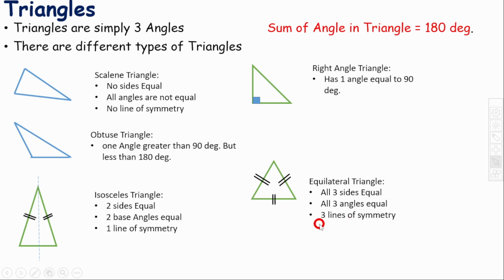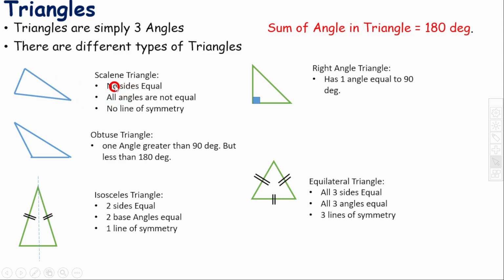We talk about triangles. Triangles are shapes that have just three angles. That's why it's called triangles. There are different types of triangles. So we are going to be touching each and every one of them one by one. First of all, we have the scalene triangle.